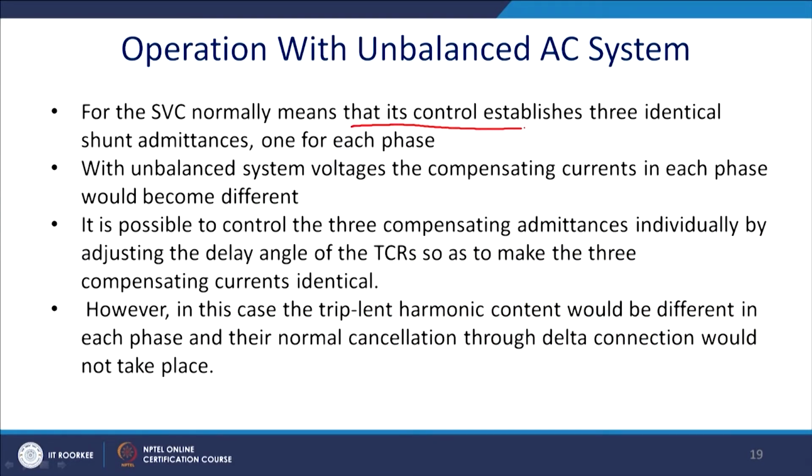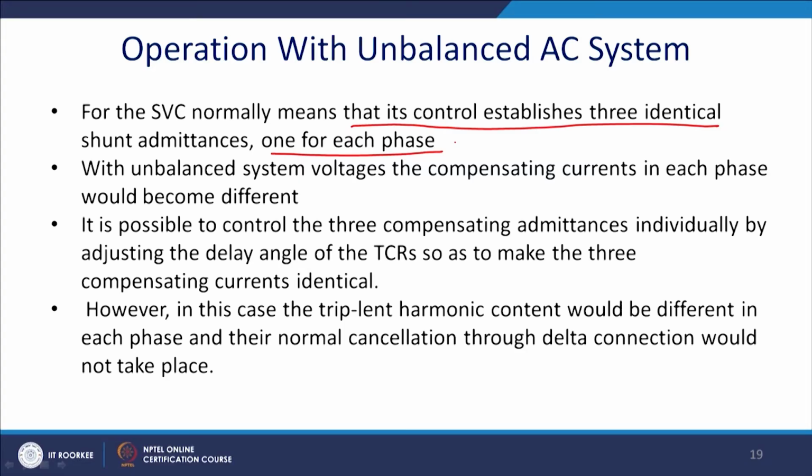Now, what about its performance while handling an unbalanced power system, due to load or due to source? For the SVC, normally the control establishes three identical shunt admittances, one for each phase. While discussing, we have assumed that the system is balanced. With an unbalanced system voltage, the compensation current of each phase will be different, and it is possible to control the three compensating admittances individually by adjusting the delay angle of the TCR so as to make the three compensating currents identical.